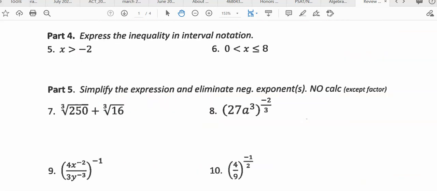So you would say it starts at -2, it goes on to infinity, always parentheses with infinity, and parentheses because it's non-inclusive, does not have an equal sign. This looks like from 0 to 8, bracket, parentheses.